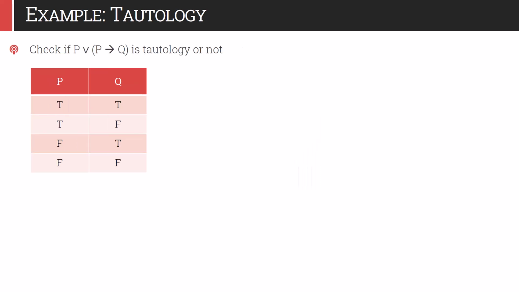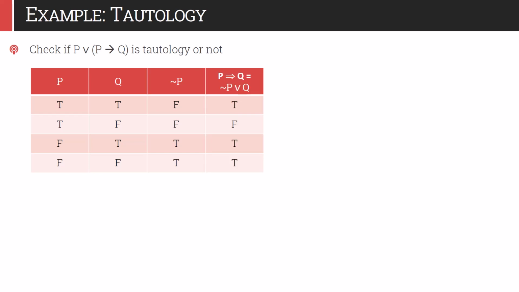Check if P disjunction P entails Q is a tautology or not. So let us first compute P entails Q, and we know that it is given by negation P union Q. So first we are computing negation P, then we'll take the union of that with Q, so that is T, F, T, T, and again we'll take the union of that with P to compute P disjunction P entails Q, which is all T, and hence we can say that the given compound proposition is a tautology.